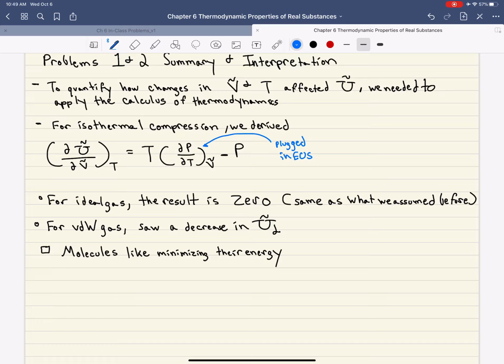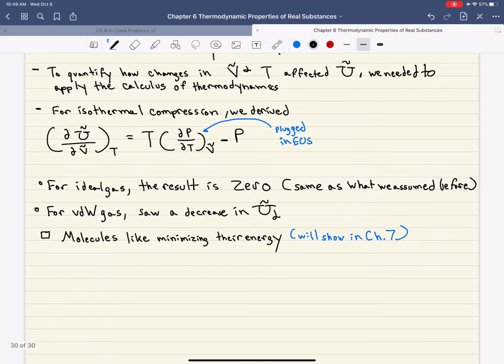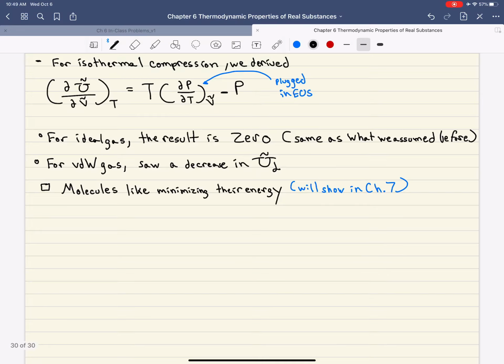Right? And I'm just telling you this now, but we're actually going to show in chapter 7 why they like doing this. Okay? So in general, molecules want to have the lowest energy possible. Okay? And so that's why, when you do this compression, the internal energy wants to decrease.